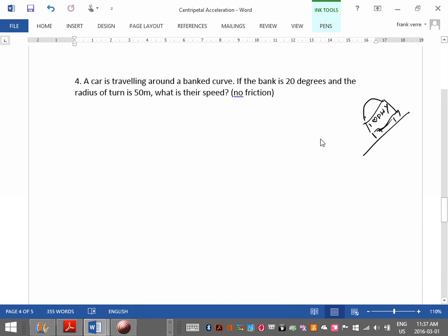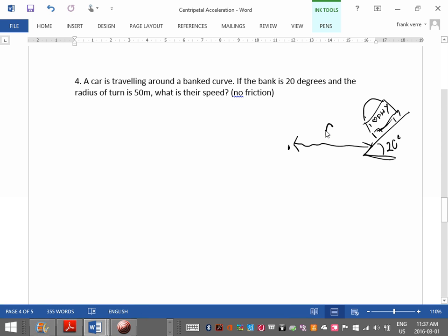Okay, so a car is traveling around a banked curve, and the angle is 20 degrees. I know this doesn't look like 20, but let's pretend it's 20. So it's 20 degrees, and the radius of the turn. That means that if you imagine this turn as one big circle, the radius would be that distance from basically where the car is to that midpoint. So this would be the radius, R. All right?